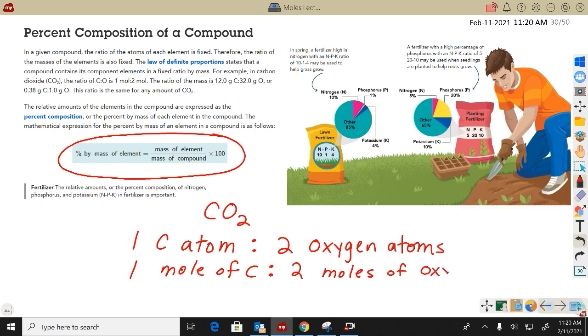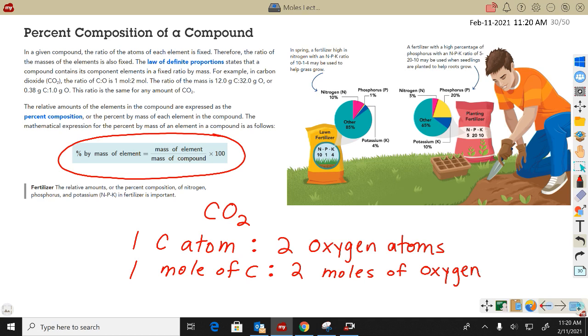And moles is a unit that represents a number of particles. And so if a mole is always the same number of particles, 6.02 times 10 to the 23rd, I'm still keeping the same ratio. I'm supposed to have twice as many oxygen atoms. Whether I'm thinking small scale or now large scale, if I had 1 mole of carbon and 2 moles of oxygen, I still have double the amount of oxygen atoms.